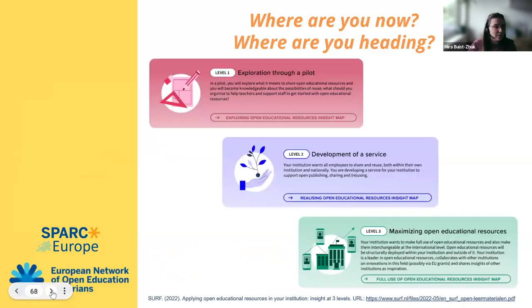Yes, we would like to ask you, where are you now and where are you heading? You see these three levels already indicated here, but if you'd like to take a better look at what they are about, at what kind of stakeholders you can be approaching at each of the levels, then if Paula could please put the link into the chat, you could have a few minutes to go to the infographics, as I've mentioned, developed by our partners at SURF. It's in English, and take a look at each of these three levels in detail.